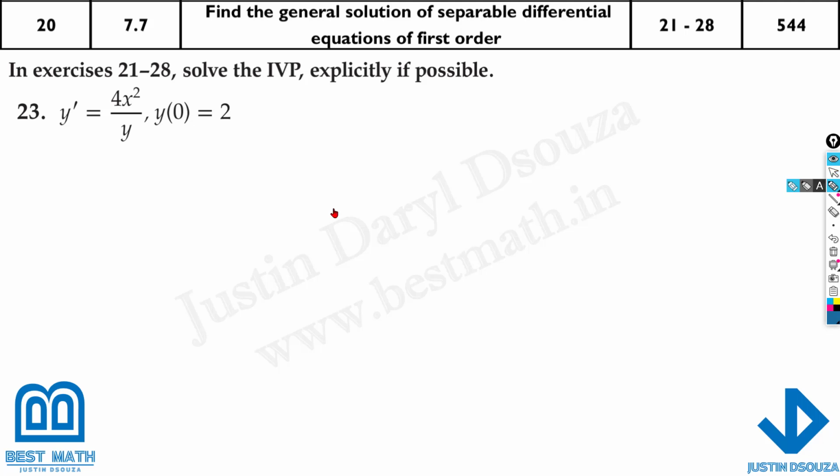And what about this one? Again, it's similar. We take y to the other side. It's going to be y into dy, that will be equal to 4x squared into dx. Now what we do is we take the integration on both the sides here. It will be y squared by 2, that is equal to 4 remains, x power 3 by 3 plus c.